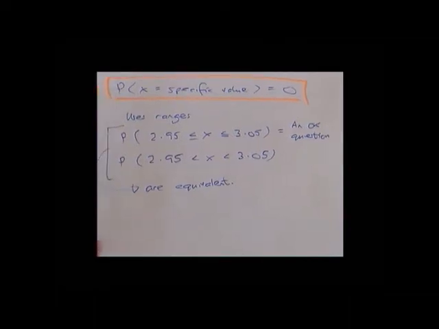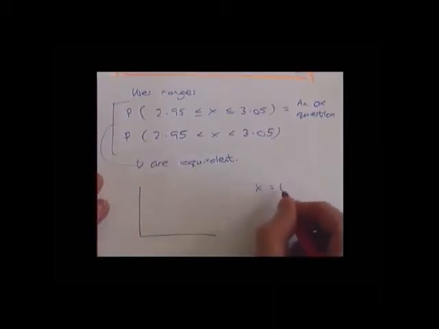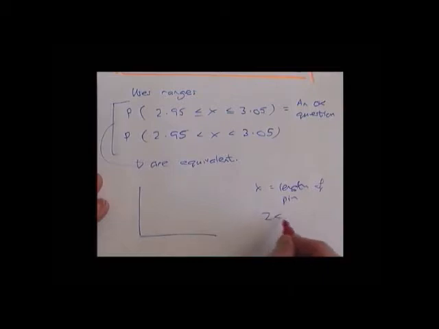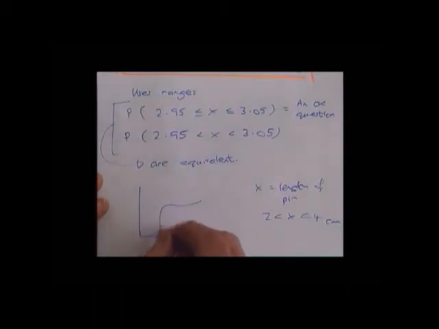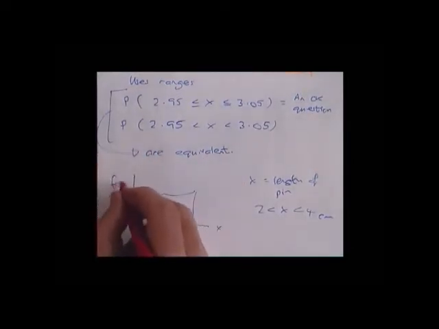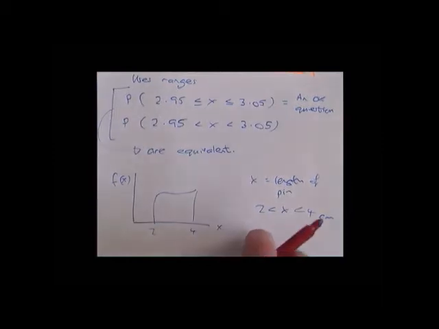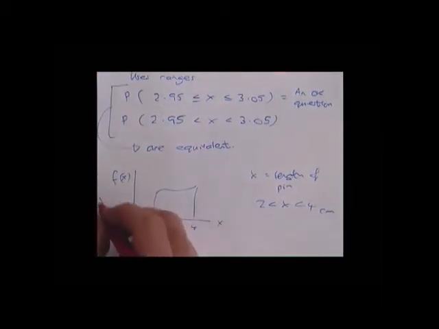So we had the suggestion a minute ago that we integrate. And yeah, that is actually what we do. If I do this sketch again, let's say that x equals the length of a pin, and let's say x only exists between 2 and 4 centimetres. There's my function, 2 and 4 on x. Now, on the y-axis, we usually use f of x. F of x would be the probability density.